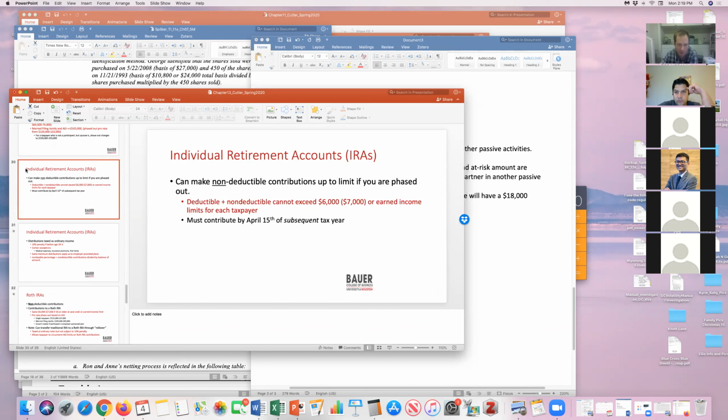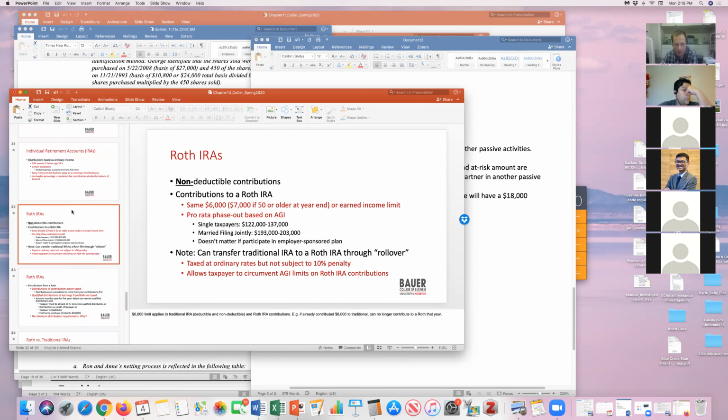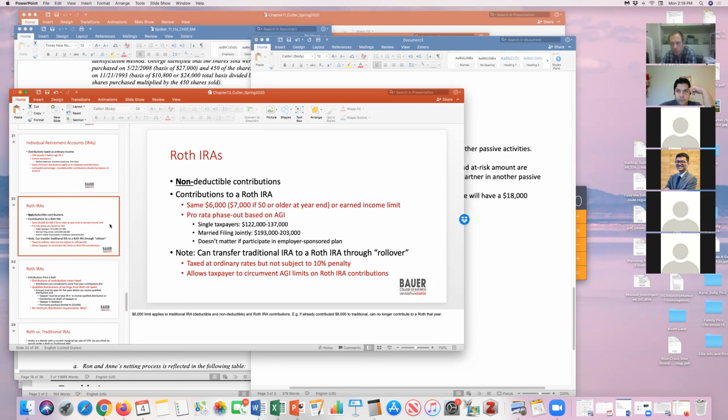Then you have a traditional IRA and a Roth IRA. With the Roth version, you pay the tax now, but once it's in the Roth, it'll never be taxed again. You can take it out when you retire and there's no tax. The same income limits apply: as your AGI goes up, depending on your filing status, you can't make contributions to a Roth IRA.